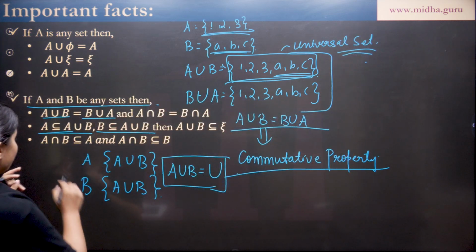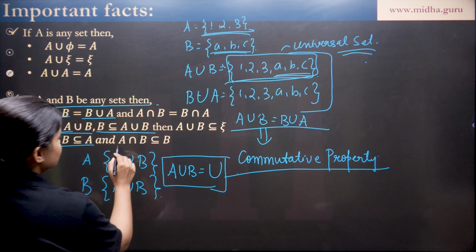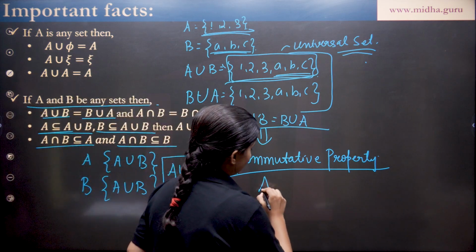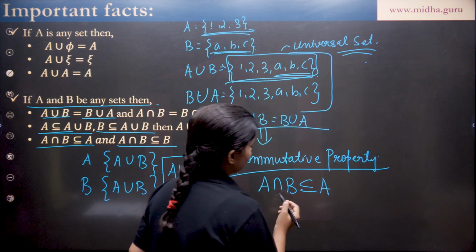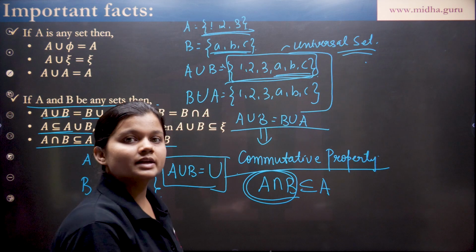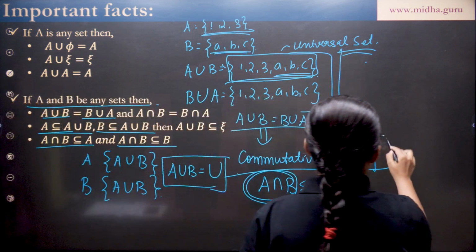Okay, next is if A intersection B is a subset of A and A intersection B is a subset of B. What does that mean? A intersection B is a subset of A. It means the elements of A intersection B are present in A. Let's understand this with one example.